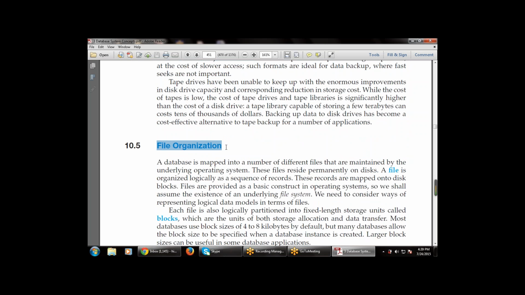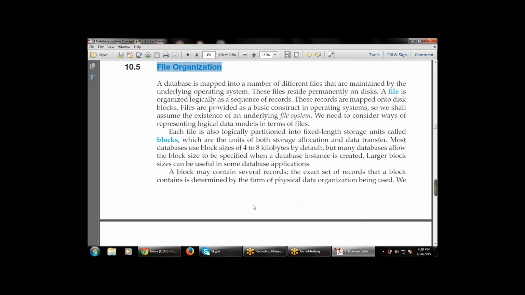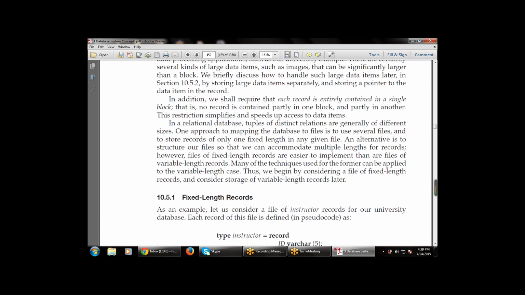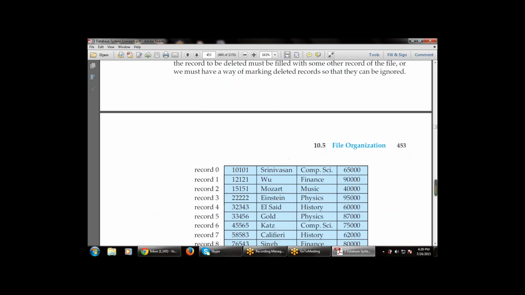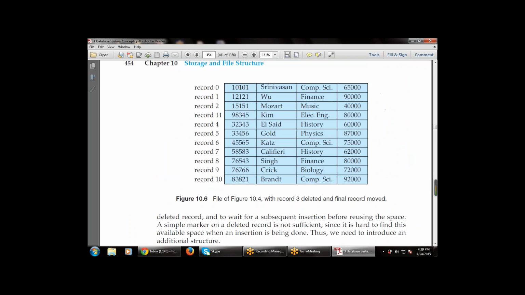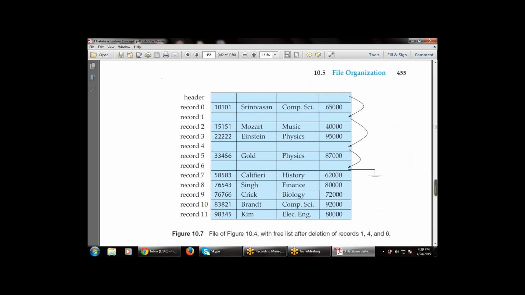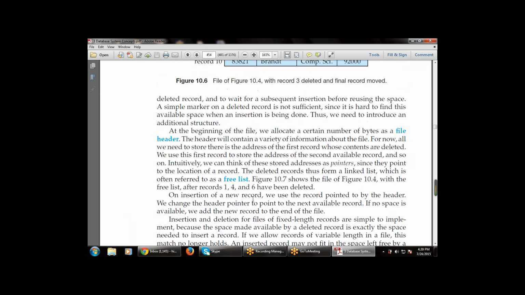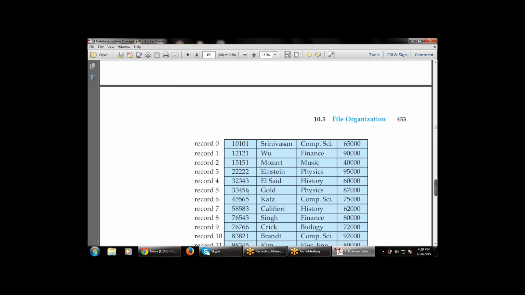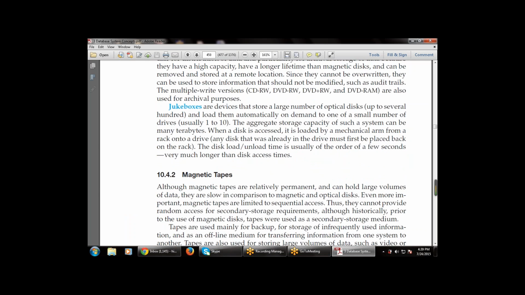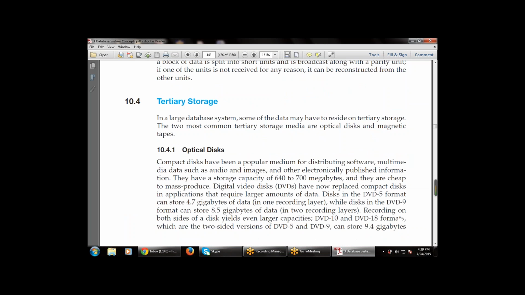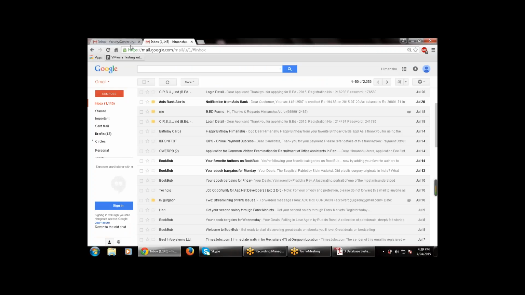Then next is the file organization, that is how to organize the file, that is organized in terms of the block. So there is a fixed length block or there is a variable length block that is available with the file. So this is today's topic, that is file organization. And this is also today's topic, that is what are the various tertiary memory that is also available with the data storage, that is the tertiary memory.